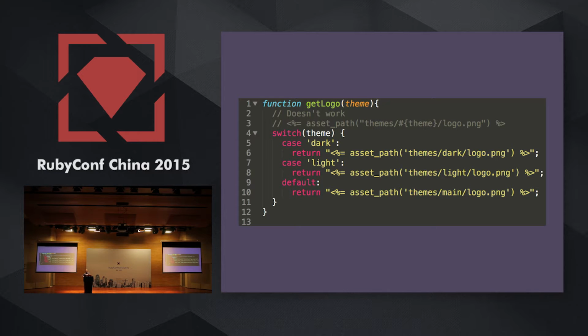So why doesn't it work? Because the Ruby part is actually evaluated during the compilation time. And theme is a JavaScript variable. It's evaluated at runtime. So they are not living in the same world. Everybody makes that mistake.